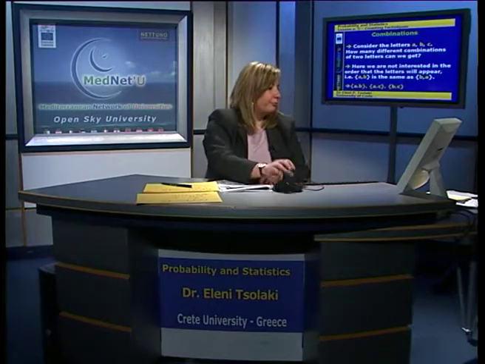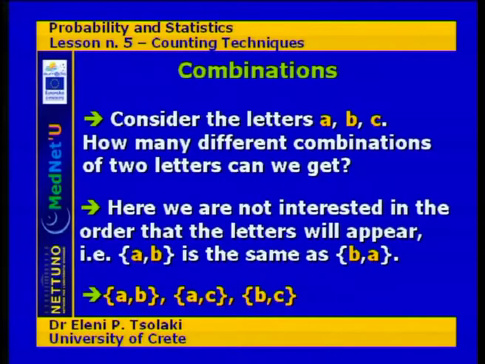So, for this example, all different combinations made using these letters, A, B, and C, are actually AB, AC, and BC. We do not include BA, CB, and so on.